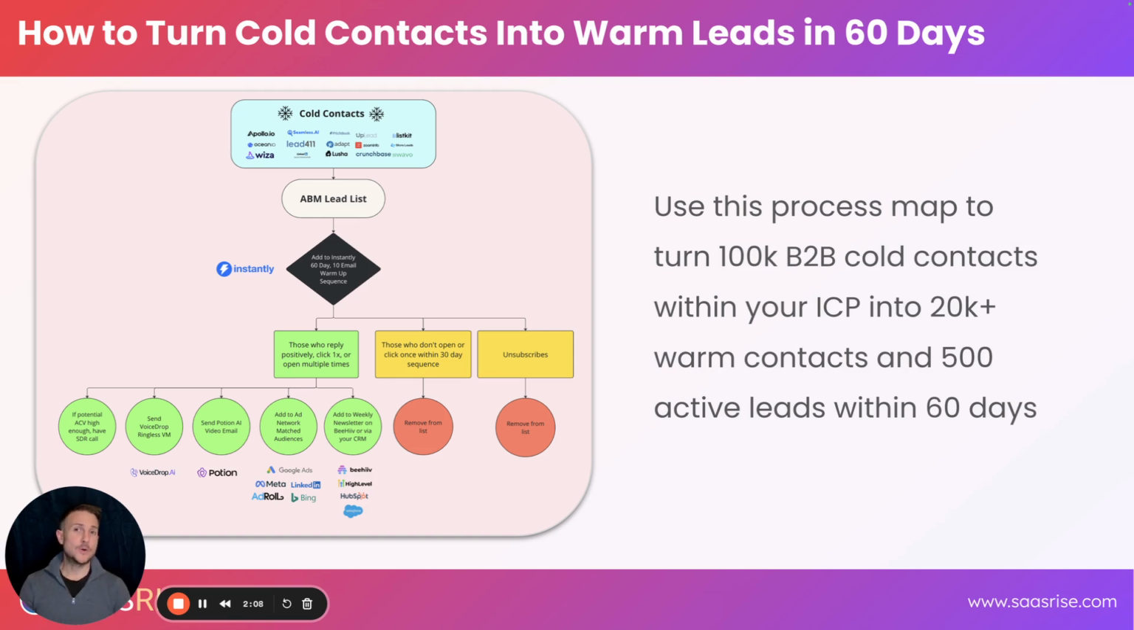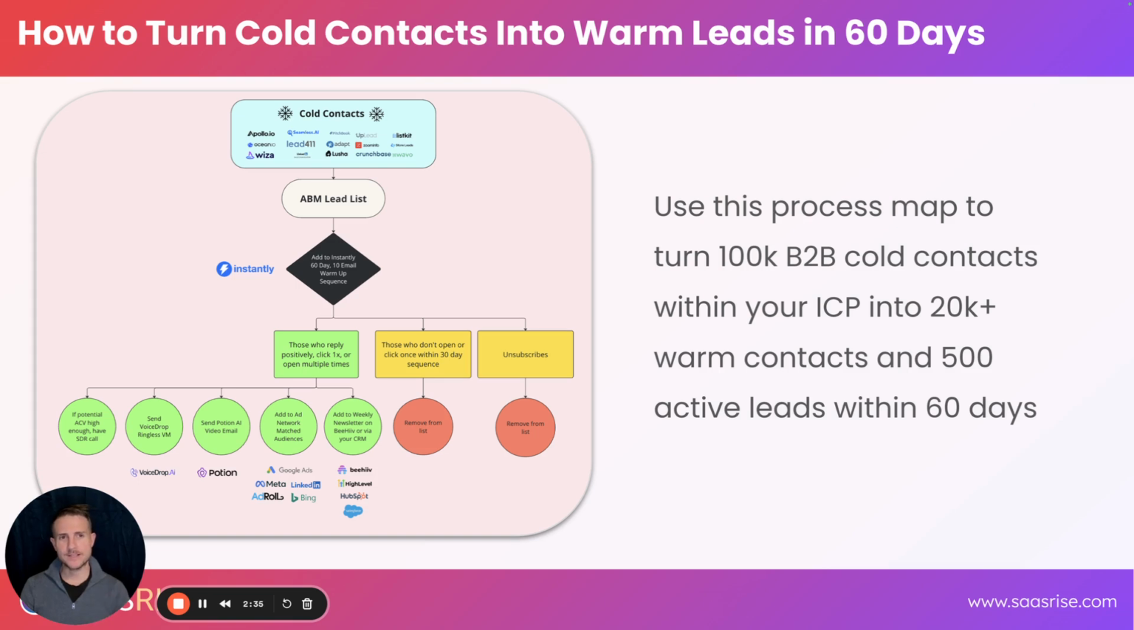Here's how to turn cold contacts into warm contacts. This is a little magic alchemy here. This is the system we use at SaaSRise. We start by getting our cold contacts within our ICP. We build our ABM lead list, and then we bring that ABM lead list into a tool like Instantly. Now, you could also use Apollo.io or SalesLoft or Outreach, but we really like Instantly because of the price and how well it warms up email inboxes and how good it is at providing unified inbox and some great analytics.